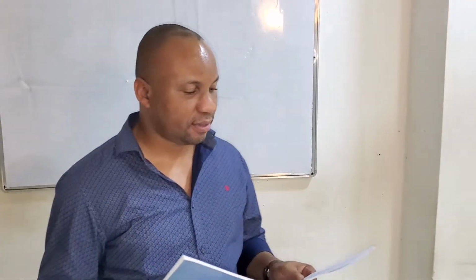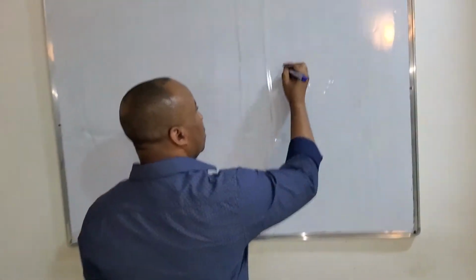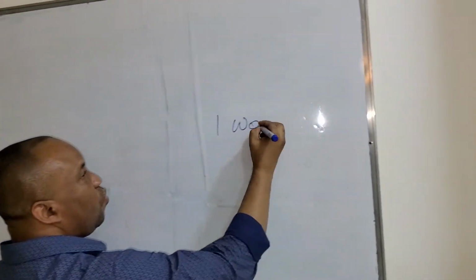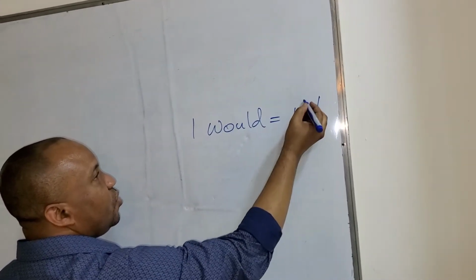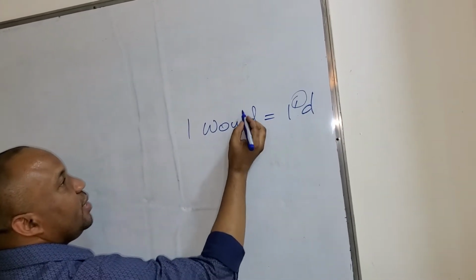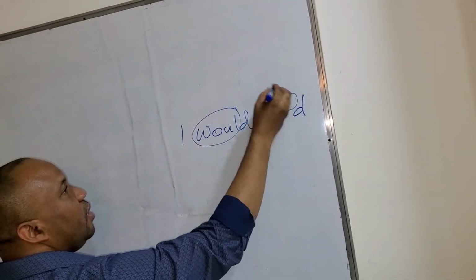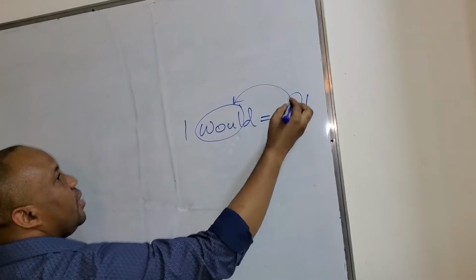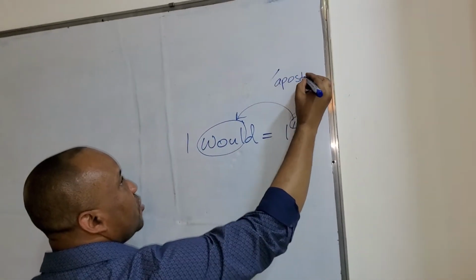Miss Anderson: Great. I'd love means I would love. I'd. This apostrophe takes the place of W-O-U-L. This is called apostrophe.